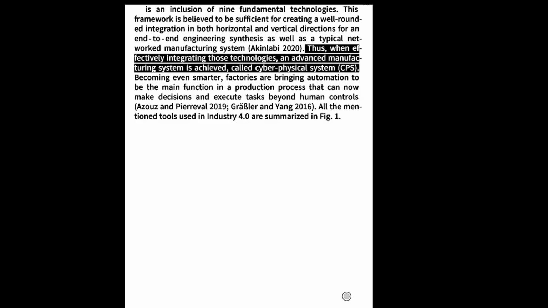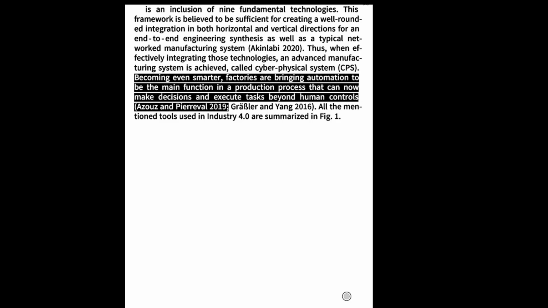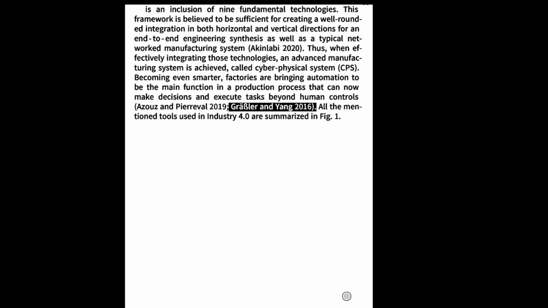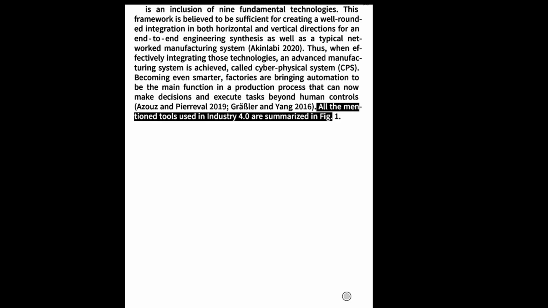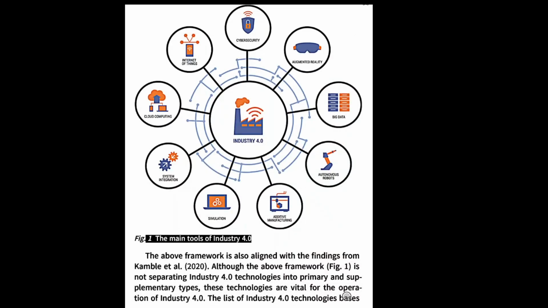Thus, when effectively integrating those technologies, an advanced manufacturing system is achieved, called Cyber-Physical System (CPS). Becoming even smarter, factories are bringing automation to be the main function in a production process that can now make decisions and execute tasks beyond human controls (Azuz and Pierreval, 2019; Grassler and Yang, 2016). All the mentioned tools used in Industry 4.0 are summarized in Fig. 1. Fig. 1. The main tools of Industry 4.0.